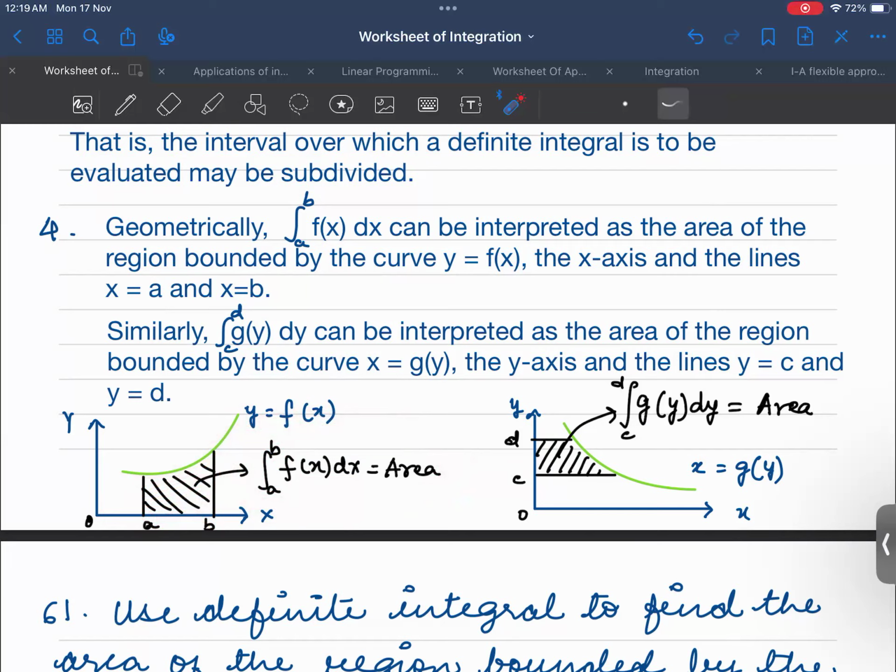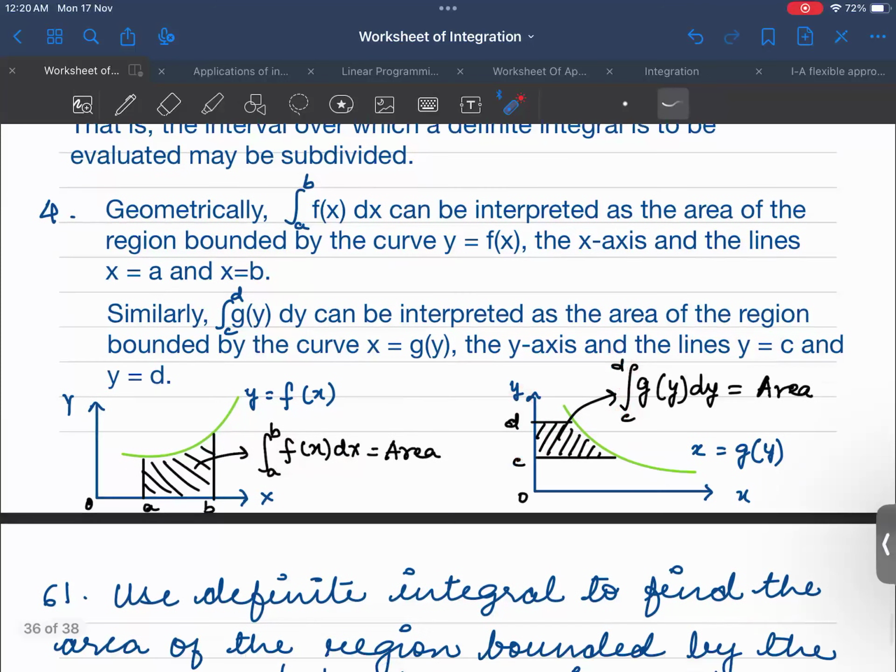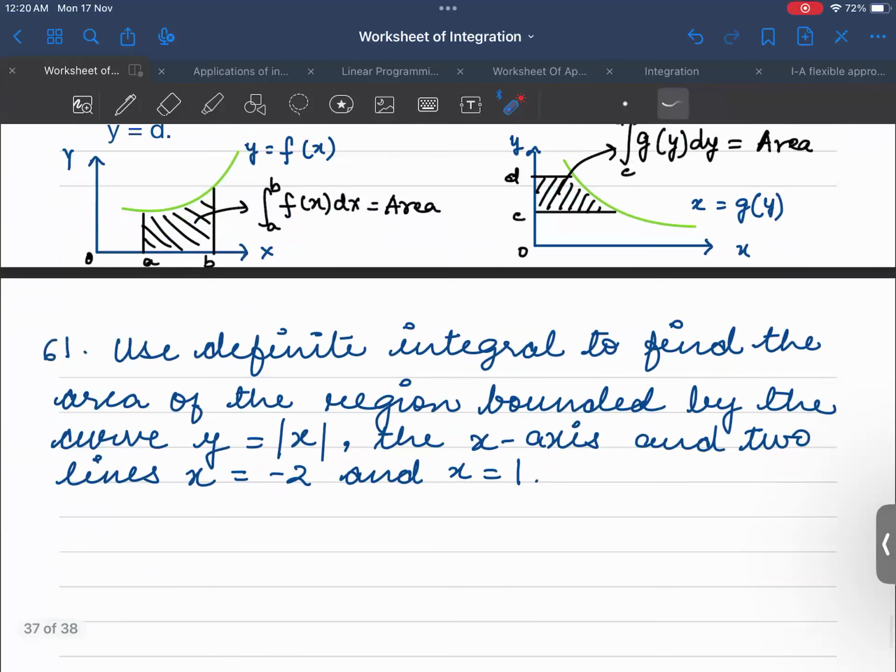When we are saying g(y) with respect to y, in that case the integration is from c to d, and c and d would be on the y-axis. This area, I think, is getting clear. Okay, let's do one question.